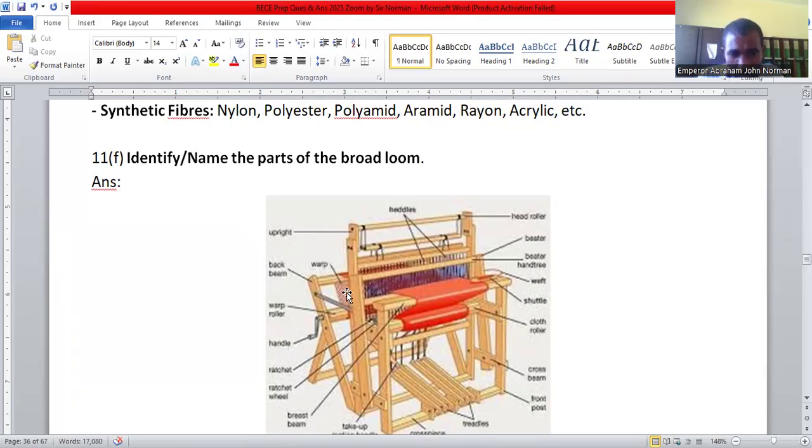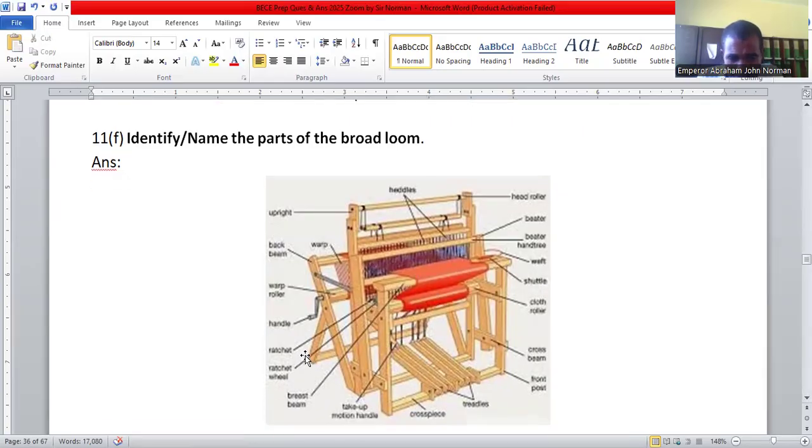Then we have this, which is called the back beam. Then we have this, which is called the breast beam. Breast beam. Then we have the cloth roller over there. Then over here we have what you call treadles. The treadles are what we step on to open the shed for us to be able to use our shuttle to pass through. So these are the most important parts that you need to learn at this very moment, right?